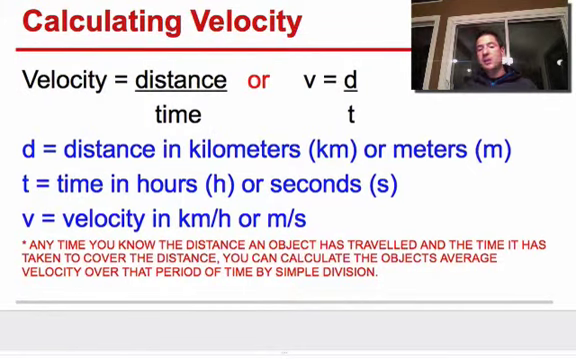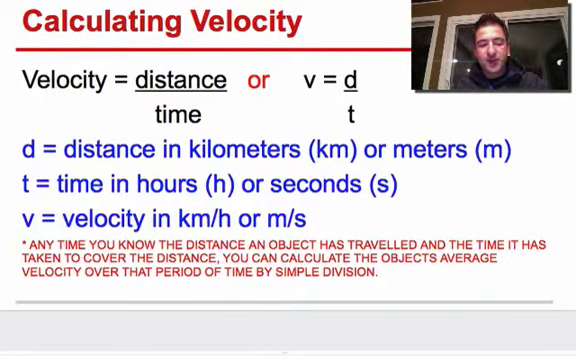Now we'll talk about calculating velocity. The formula is velocity equals distance over time, or v equals d divided by t. Distance is measured in kilometers or meters, like I said earlier with those conversions, and time is measured in either hours or seconds. So velocity is measured in kilometers an hour or meters per second. I have a note on the bottom that says anytime you know the distance an object has traveled and the time it has taken to cover that distance, you can calculate the object's average velocity over that period of time by simple division. That's basically what we're doing here.